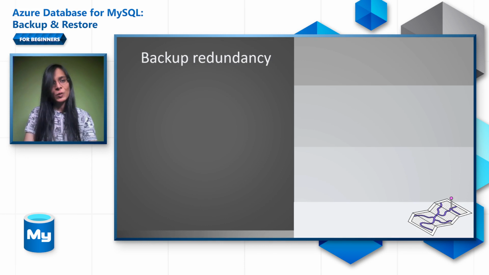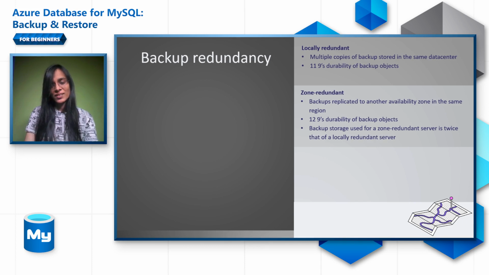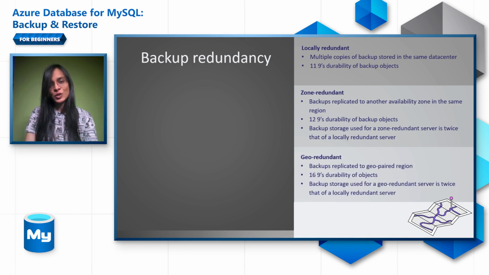Next, let's take a deeper look into the various backup redundancy options available. Locally redundant. Here, multiple copies of backup are stored in the same data center. Next, zone redundant. Here, backups are replicated to another availability zone in the same region. Backup storage used for a zone redundant server is twice that of a locally redundant server. Last but not the least, geo-redundant. Here, backups are replicated to a geo-paired region. Now, this option provides you with the highest durability of objects, that is 16 nines.